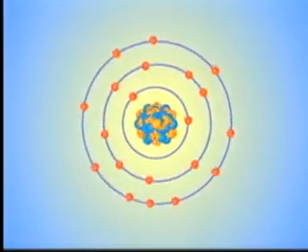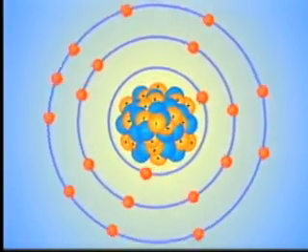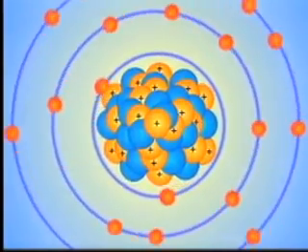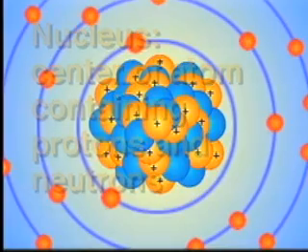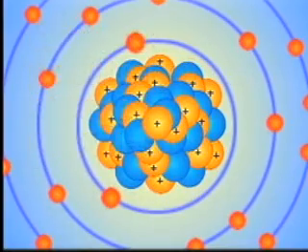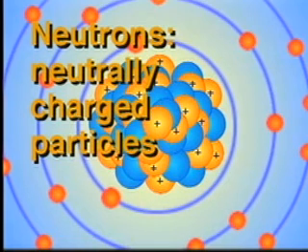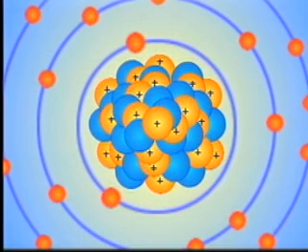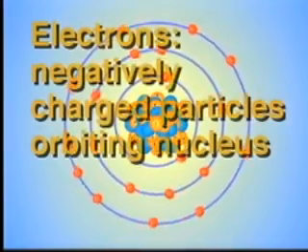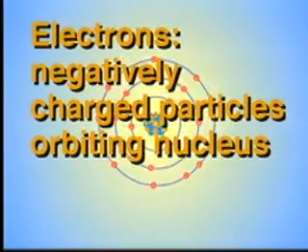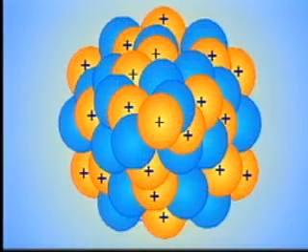At the center of the atom is the nucleus. In the nucleus are two types of subatomic particles called protons and neutrons. The orange particles with the plus sign are the protons, and the blue particles with a neutral charge are the neutrons. The nucleus carries an overall positive charge. Orbiting the nucleus are negatively charged particles called electrons, seen here in red. The negatively charged electrons balance the charge of the positively charged nucleus. This makes the overall charge of the atom neutral.